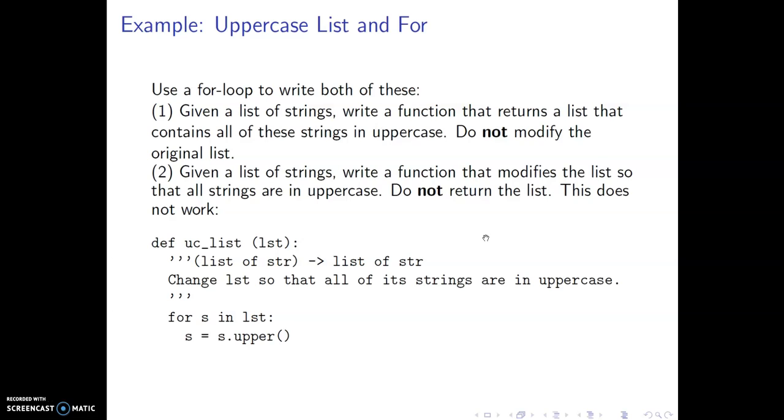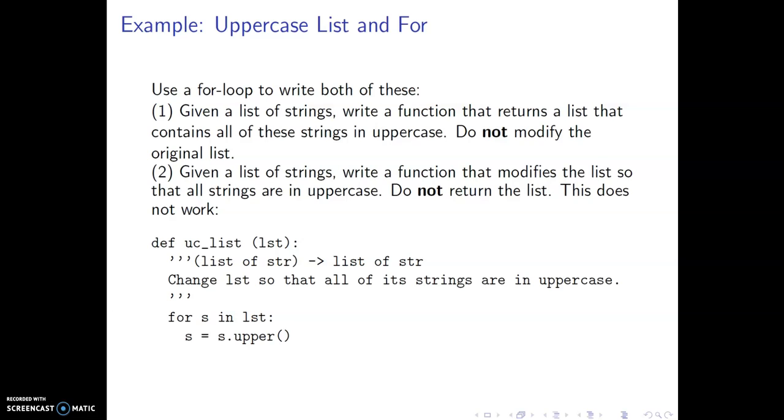Okay, you can use for loops to write some kind of function that returns a list containing your strings in all uppercase. So this is pretty simple to do with the for loop. Given a list of strings, you just write a function that returns a list where you've converted everything to uppercase, not class.